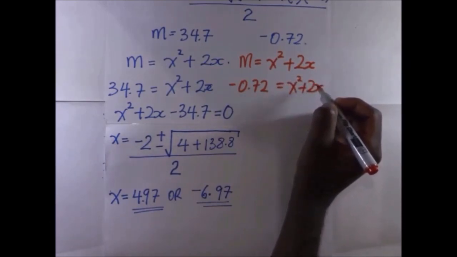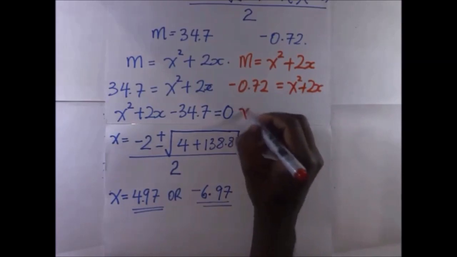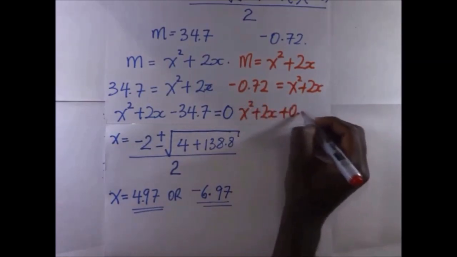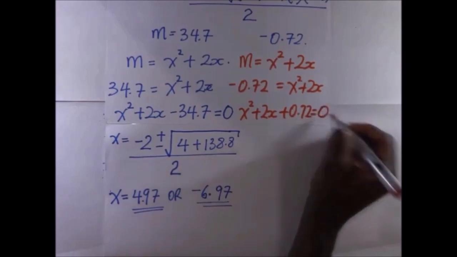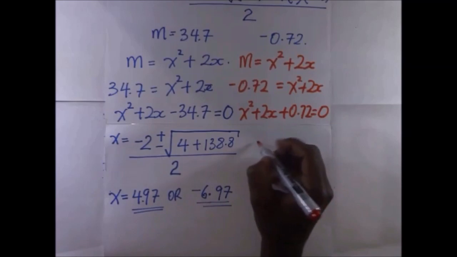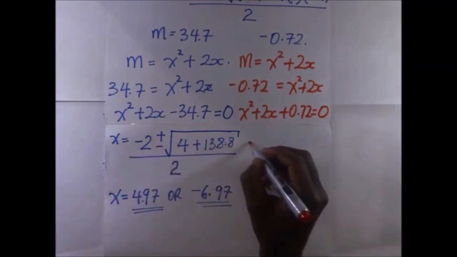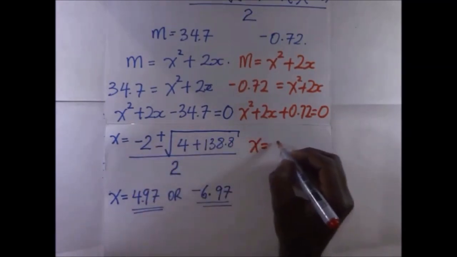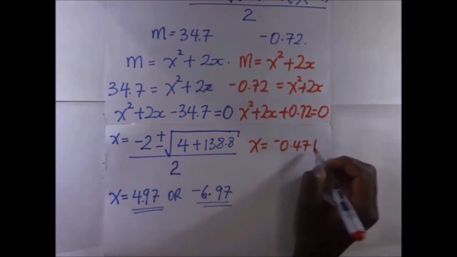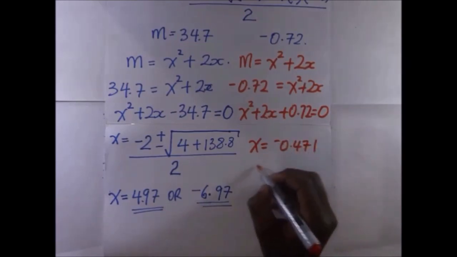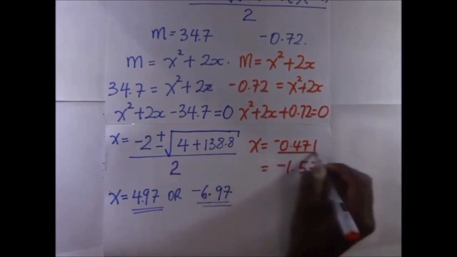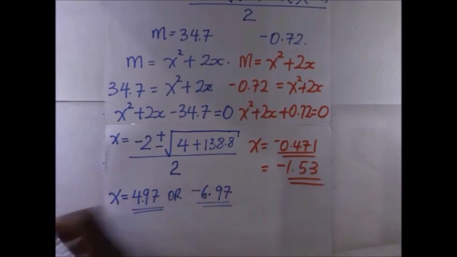So we formulate a quadratic equation, which is going to be x squared plus 2x plus 0.72 equals 0. So when you solve for that quadratic equation, we will get our value of x being either negative 0.471 or our value of x is going to be equal to negative 1.53. It's either this or that.